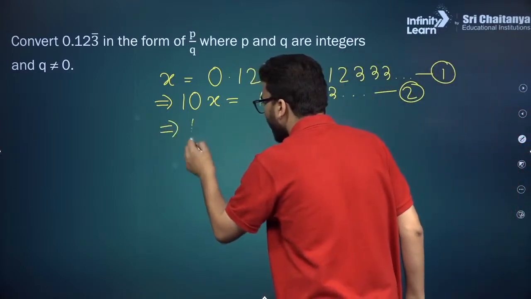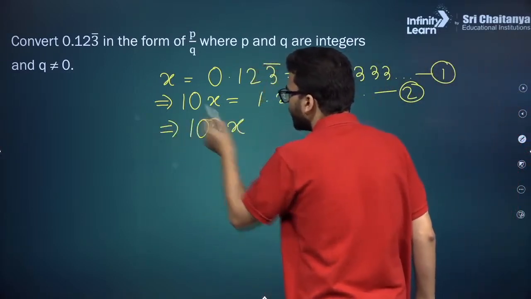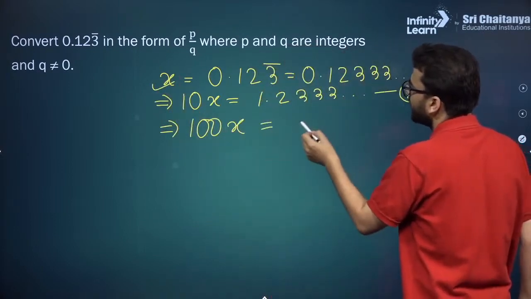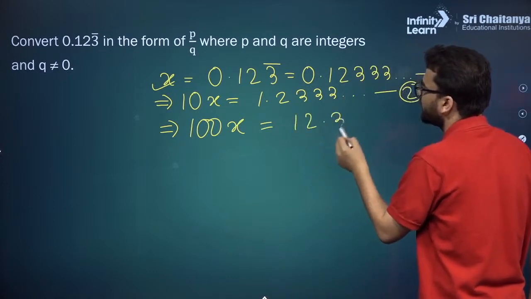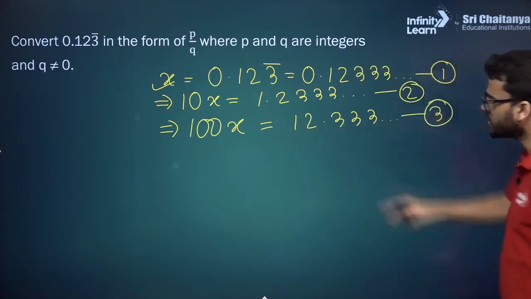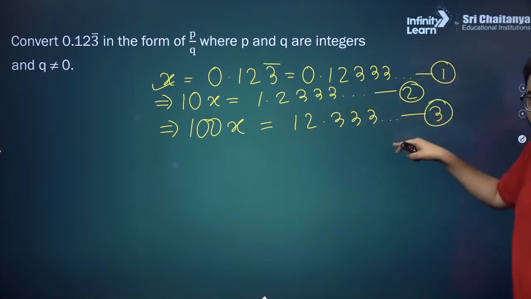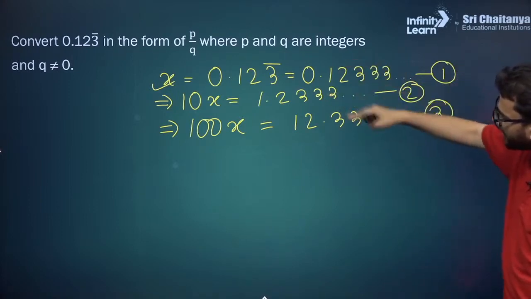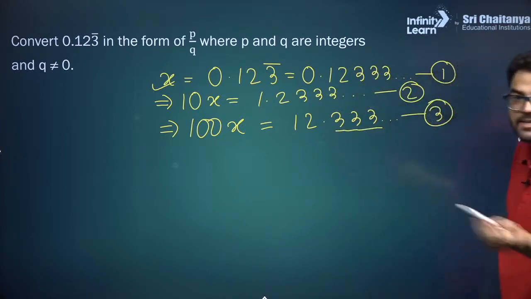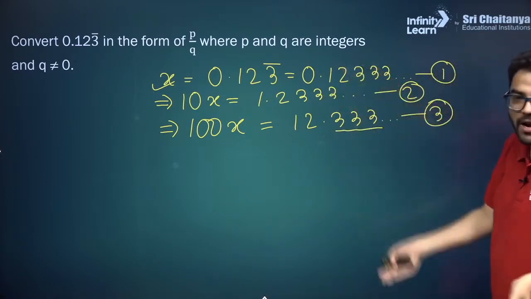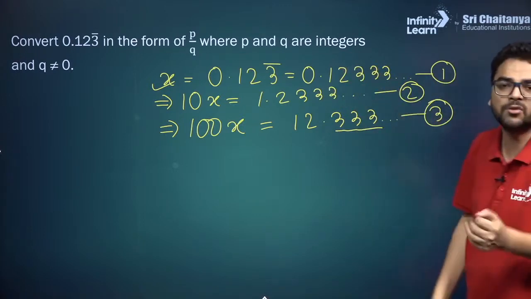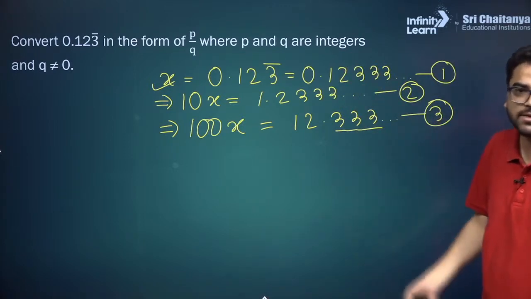So let us multiply by 100 over here. If I multiply by 100 in the first case, I'll get 12.333. This is the third equation. Now again, can you subtract any one out of this? You want to make the decimal part the same, then only you can subtract, because it is going up till infinity. Otherwise you will not be able to subtract it, you don't know where it is going.